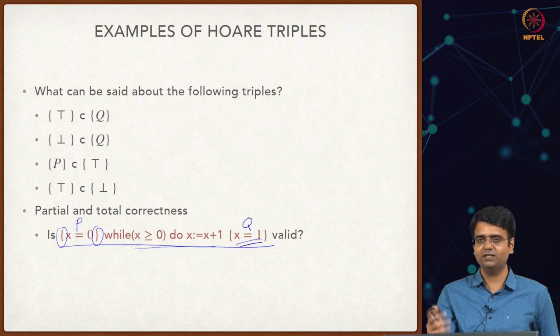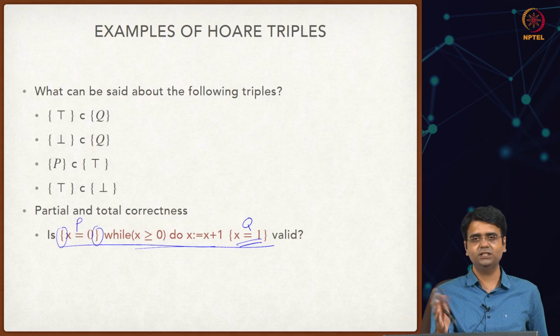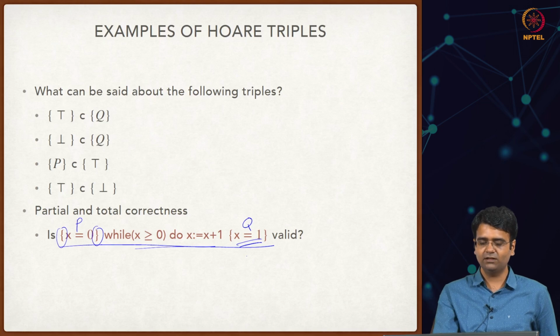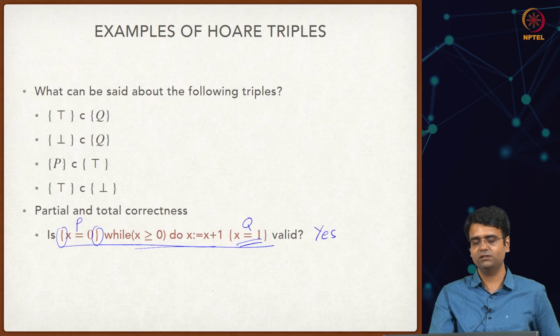The postcondition needs to be checked only if the program terminates. So, if the program terminates in some state, then only you should check the postcondition. Since in this particular case, the program never terminates beginning from a state where x is equal to 0, that is why this Hoare triple is valid. So, this Hoare triple is valid, but this is talking about partial correctness.